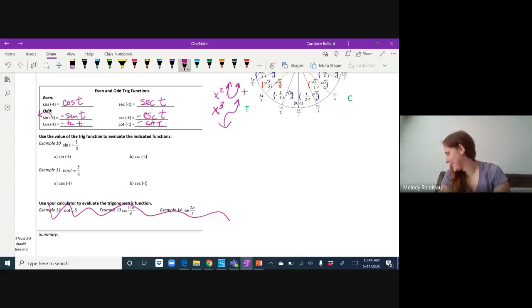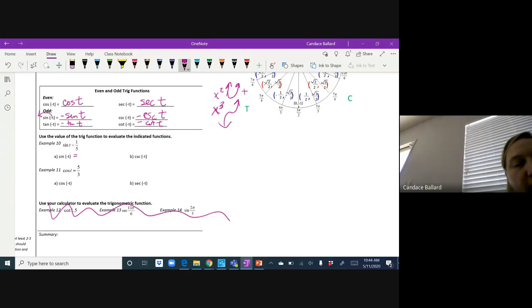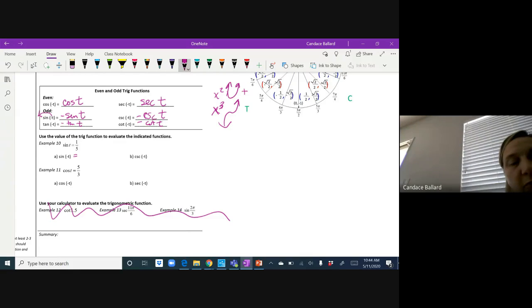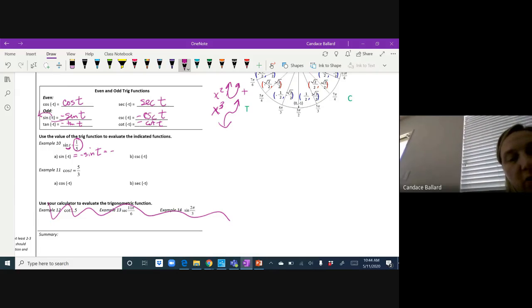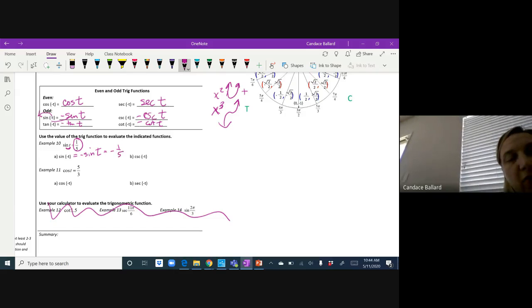All right, so first, I'm going to apply the property to this because I know that we're supposed to use the indicated value to evaluate this function, but I'm going to apply that negative because I don't have a negative inside here. So to take the negative out, I know it's an odd function, so I'm going to pull the negative out in front of the sine. And then I know sine t is equivalent to 1/5, so I'm going to substitute that in. So it'd be negative 1/5.